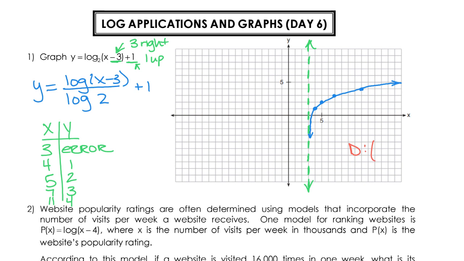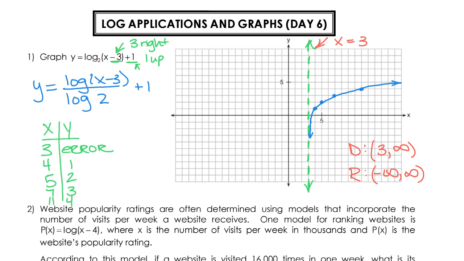Your domain furthest to the left is 3, farthest to the right is infinity. You don't touch 3, and so that's why it's round. If they asked about the range, lowest it goes is negative infinity, highest it goes is positive infinity, or all reals. The equation of your asymptote, because it's a vertical line, is x equals, and it's going through 3. Some other things they might ask about: end behavior.